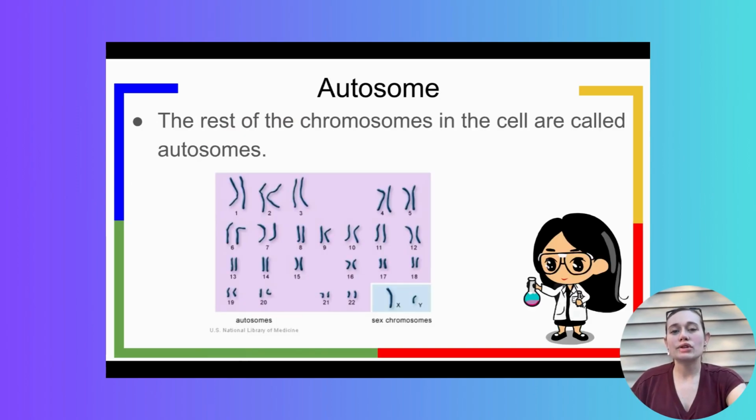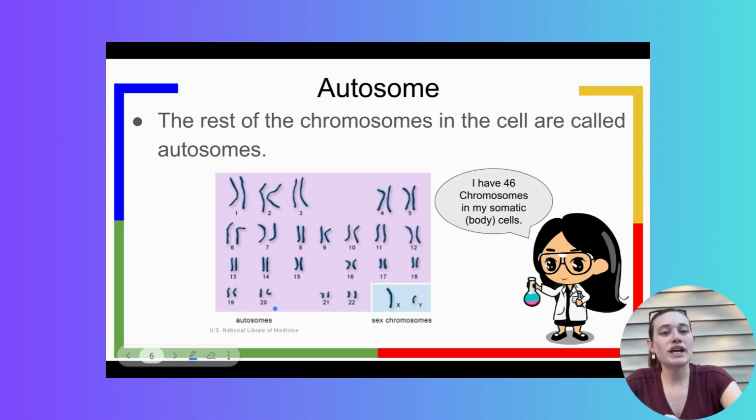So now the rest of your chromosomes in your cells are called autosomes. We only have one pair of chromosomes that are sex chromosomes, but we have 22 pairs of chromosomes on top of that. And the rest of those are called autosomes. So here you got your sex chromosomes, and that means the rest of your chromosomes in your cells are the autosomes.